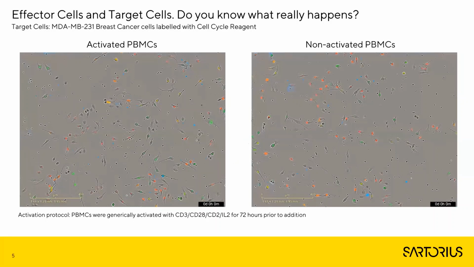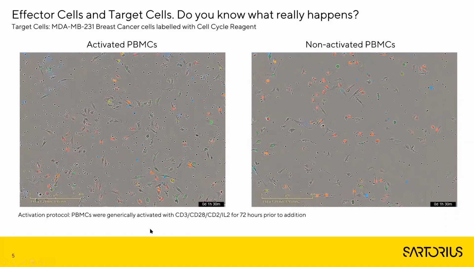So in this experiment, what we did was kind of took a page out of the immune cell killing application, and we took target cells, in this case MDA-MB231 breast cancer cells, and labeled them with a cell cycle reagent. And then exposed them to either activated PBMCs or non-activated PBMCs. And before I talk about the experiment at all, I just kind of wanted to play this movie and let you decide what's going on here. So I'll just quickly play this.